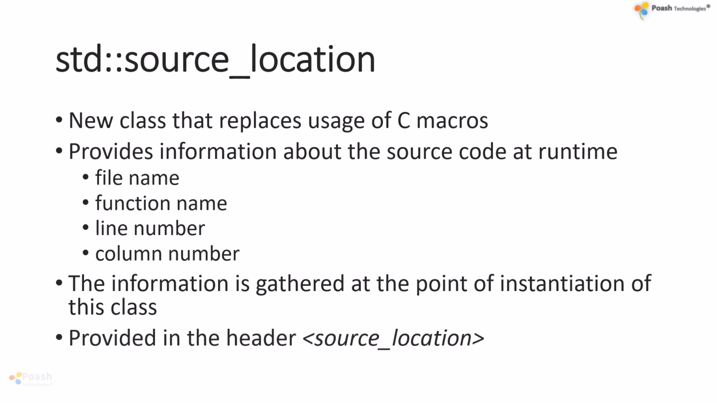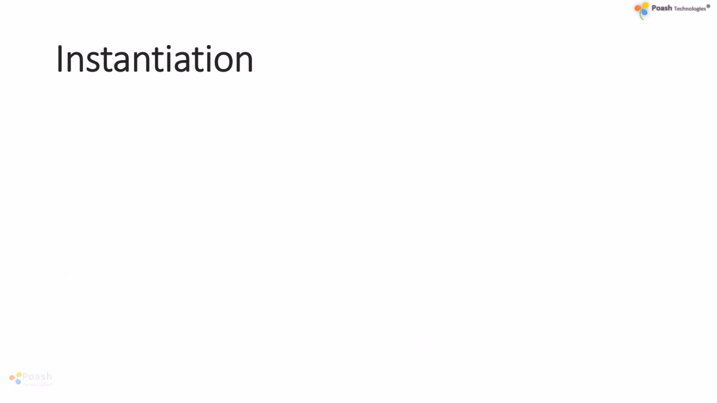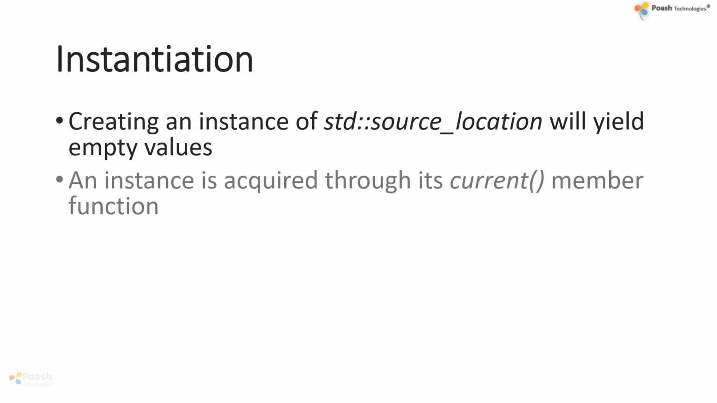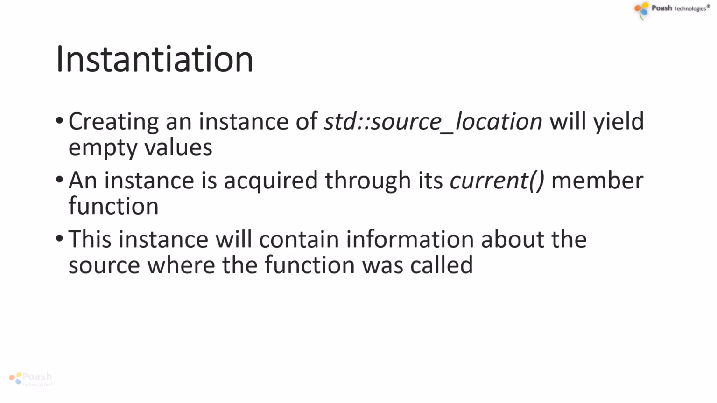It is provided in the header source_location. If you create an instance of the source location, then it will yield empty values. The correct usage is to acquire its instance through a factory function called current. This is a static member function of the source location class, and the instance will contain the information about the source from where this function was called.